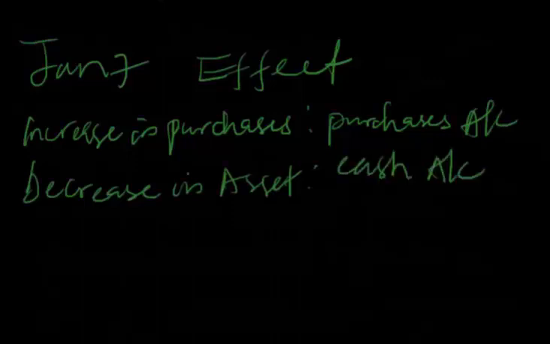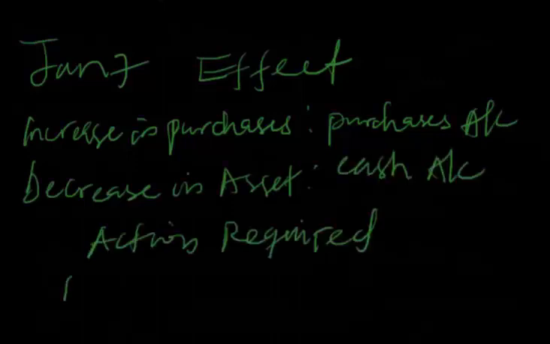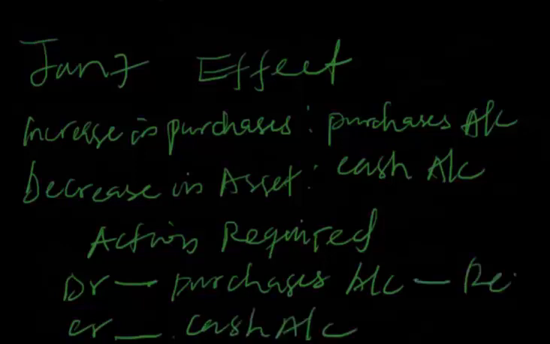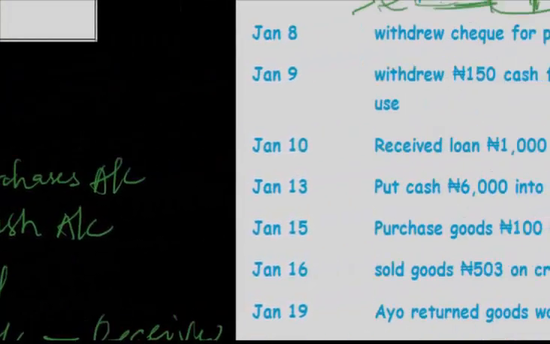accounts. Action required. Which account do we debit and which account do we credit? Here, cash accounts is given to purchases accounts. So we're going to debit purchases accounts and we're going to credit cash accounts. This is the giver, this is the receiver, and this is the giver.